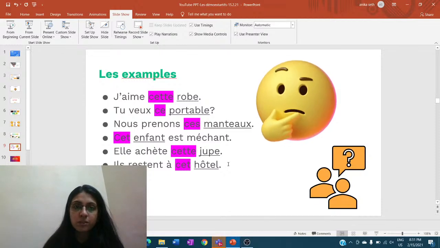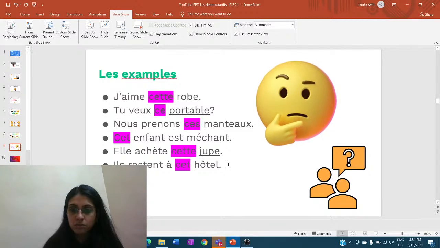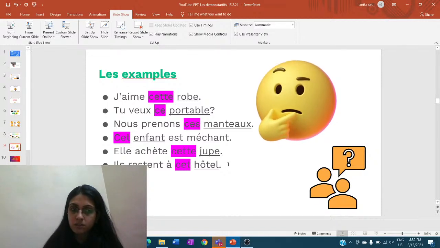J'aime cette robe, feminine singular. Tu veux ce portable, masculine singular. Nous prenons ces manteaux, plural. Cet enfant est méchant, masculine singular starting with vowel. Elle achète cette jupe, feminine singular. Il reste à cet hôtel, masculine singular starting with vowel.